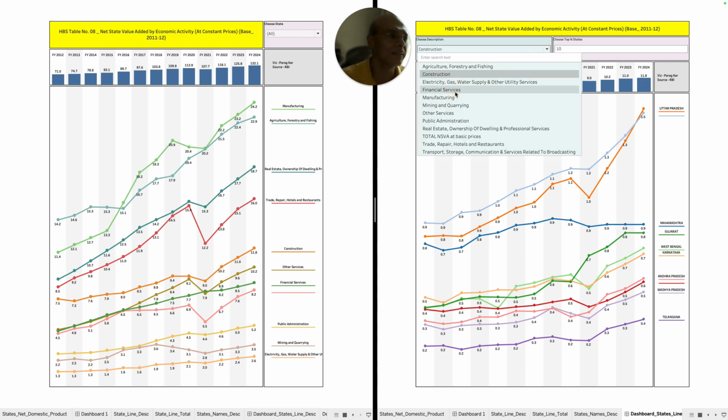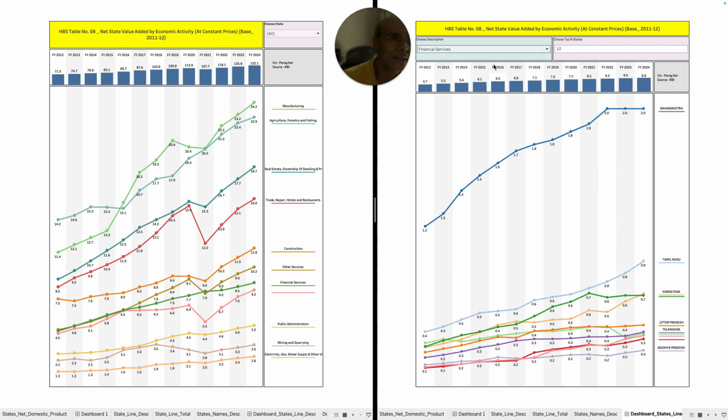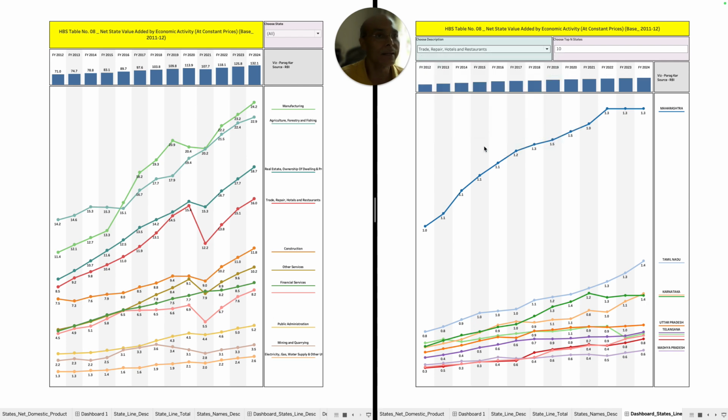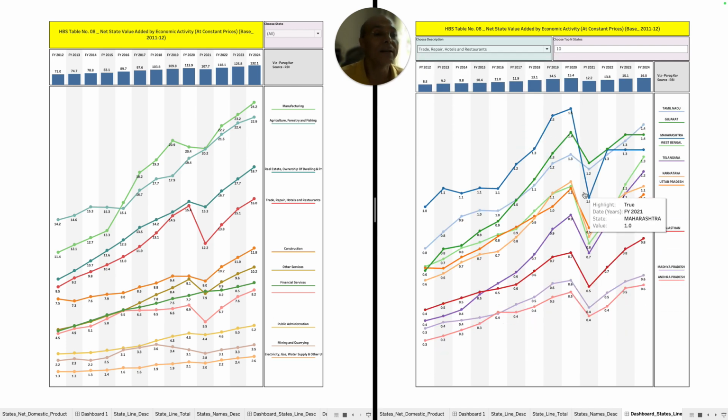Then we have got financial services. It was not at all hit during COVID, right? See, nothing changed during COVID. And then we have got trade and hotels, which saw a significant dip, right?